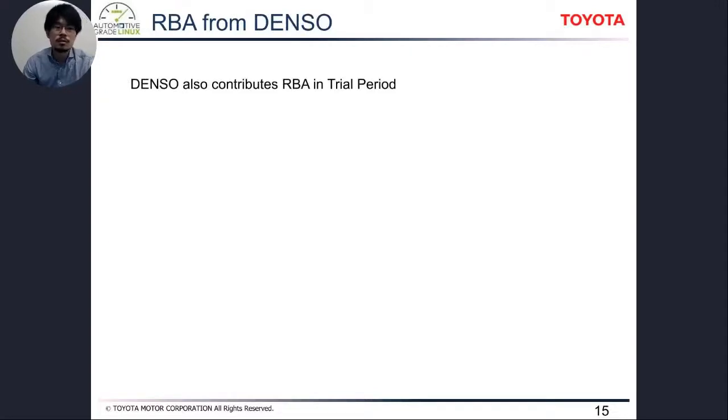First topic is the rule-based arbitrator. This part will be presented by Nishibuchi-san from here. So I'd like to hand it over to Nishibuchi-san.